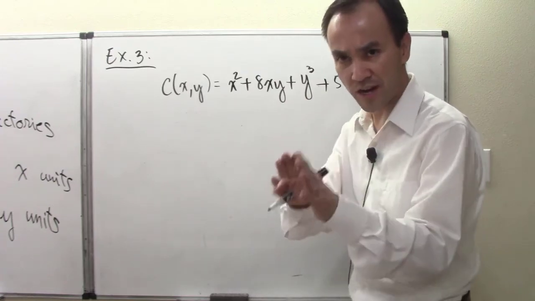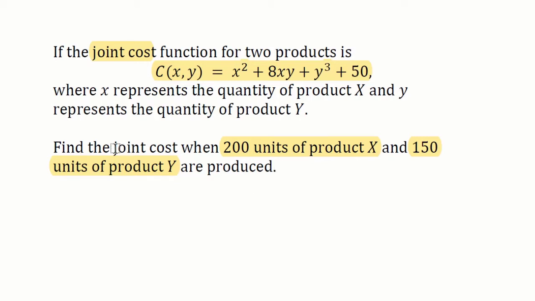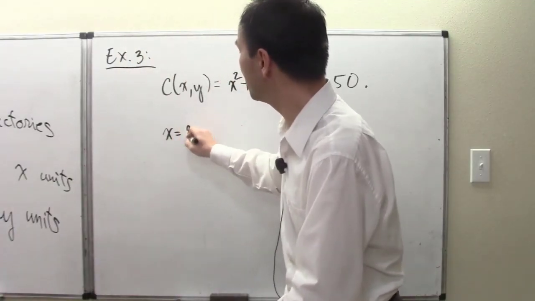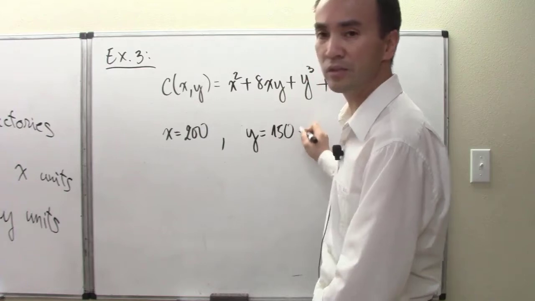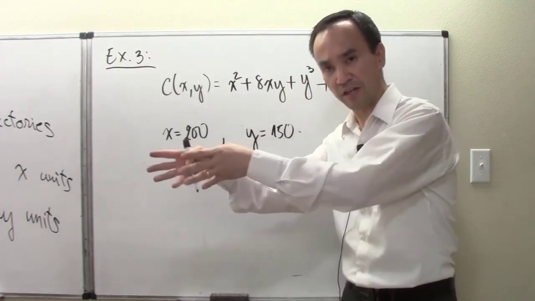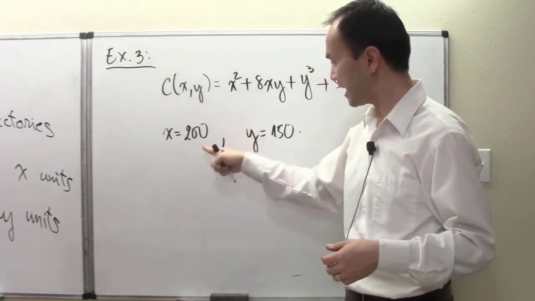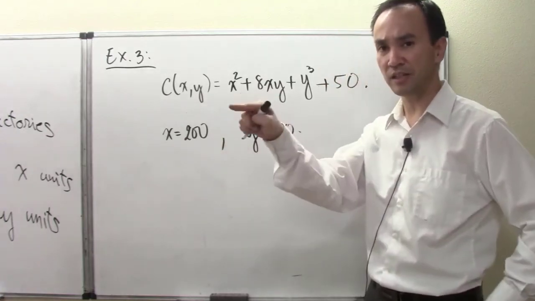And so from what we have extracted from the reading of the problem, we want to find a joint cost. That means we want to find the output value for C. When 200 units of product x, this highlighted information means x equals 200. That's it. And then y equals 150 according to the description, because you see 150 units of product y and 200 units of product x. This could be, x could be again stuffed bunnies, and y stuffed giraffes, for a company that is making toys.